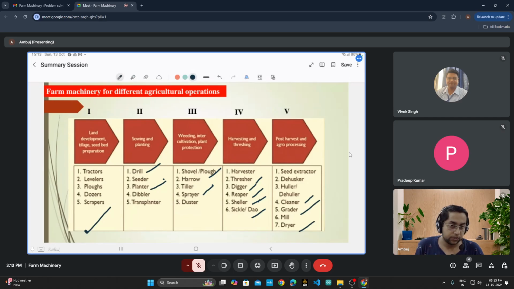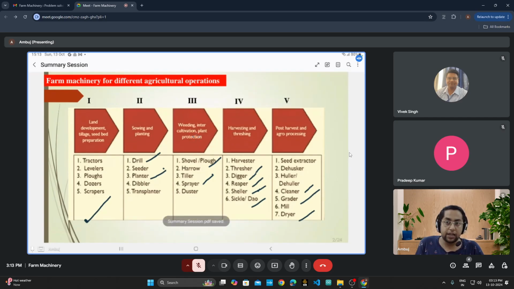Yes, this is the summary of the different agricultural operations and the various equipments which are used in different agricultural machines in various agricultural operations.